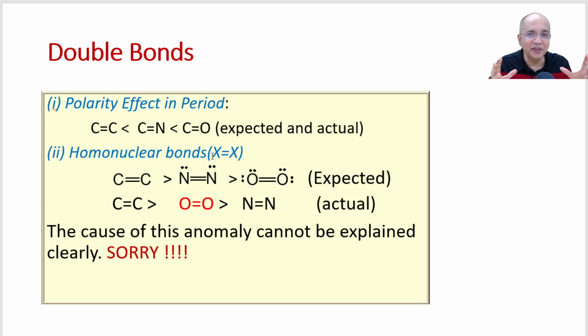So to sum up, if in a period polarity increases, then the bond is expected to be stronger. But anomalies are there. You remember CN in the C category and NH in the H category, they are the weakest type. And for homoatomic bonds, the trend is the reverse. It goes on decreasing, but you found an anomaly. That FF bond is not the weakest. It is the OO bond that is the weakest.